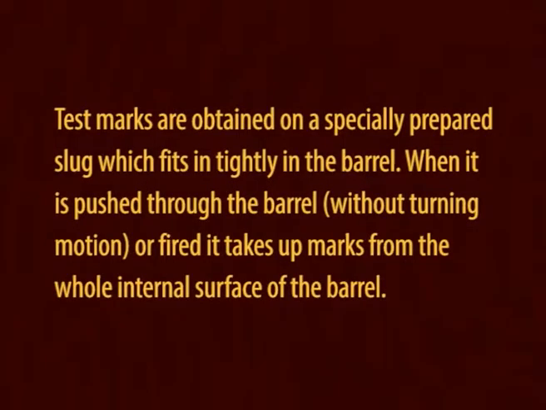Test marks are obtained on a specially prepared slug which fits in tightly in the barrel. When it is pushed through the barrel without turning motion or fired, it takes up marks from the whole internal surface of the barrel. The comparison of the marks on buckshot or pellets with the marks on the slug is carried out with a comparison microscope, like a bullet.